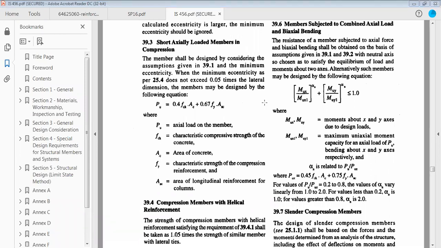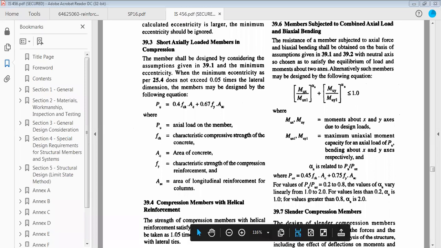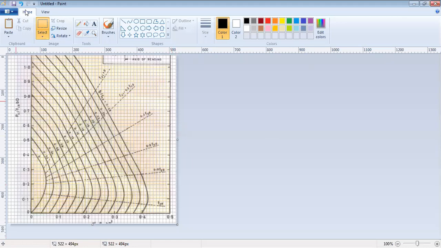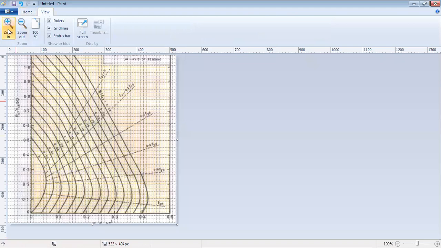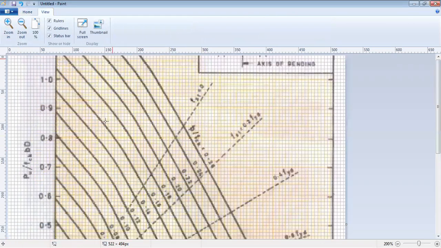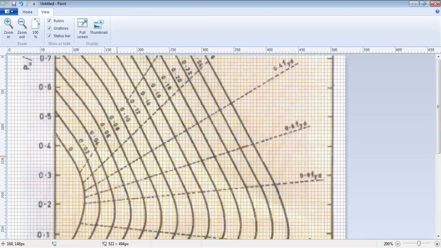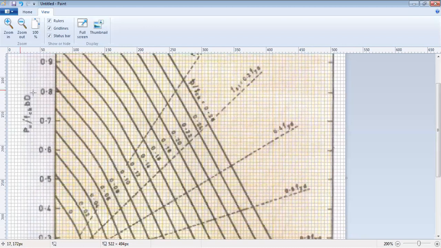Now how that is done, there is a very easy method of doing this, that you have to follow the SP16. Now in SP16, what do you do? First of all, you calculate these values, Pu by fck bd. Let's calculate these values.